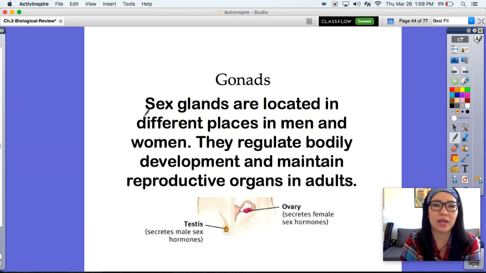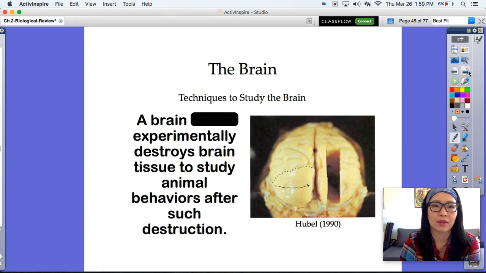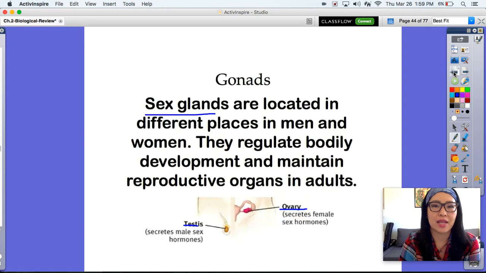Okay, then we have gonads. They're basically your sex glands, located in different places in men and women. So it's testes for men and then ovaries for women. Alrighty, that ends this portion.